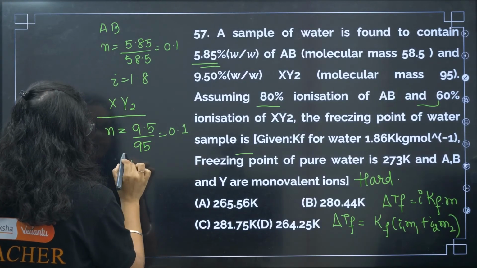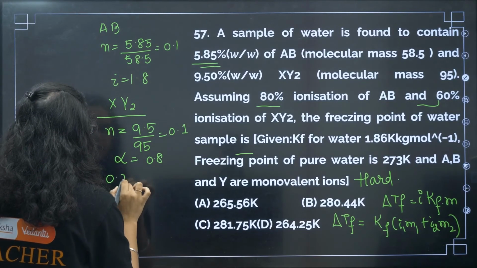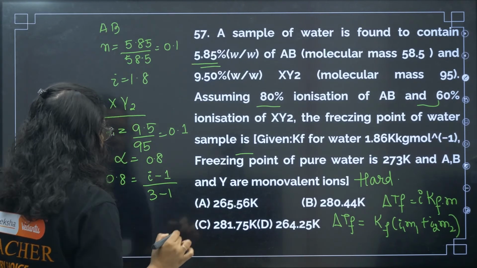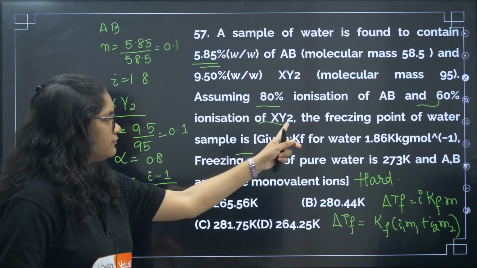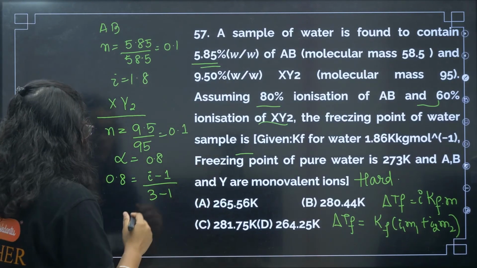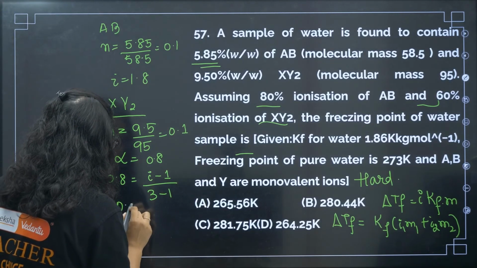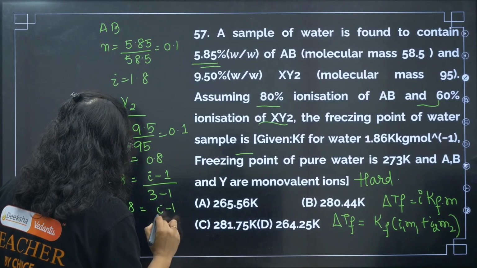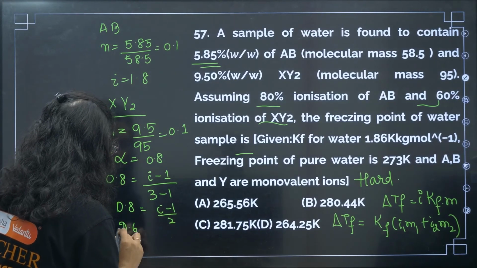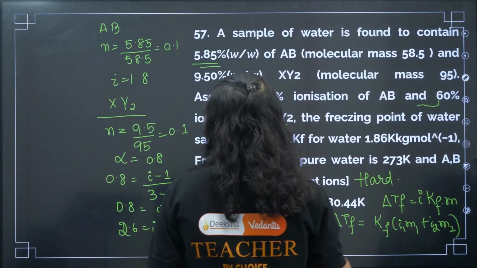Now let us calculate alpha, here it is given as 60%, so 0.6, so I get 0.6 is equal to I minus 1 by 3 minus 1. Why 3? Because XY2 will give you 3 ions, 1 X plus and 2 Y minus, right? So N minus 1 is 2, so 0.6 is equal to I minus 1 by 2. If I multiply, this becomes 1.2, 1.2 plus 1, 2.2, I get the I value. Okay, so let us write down this value here.